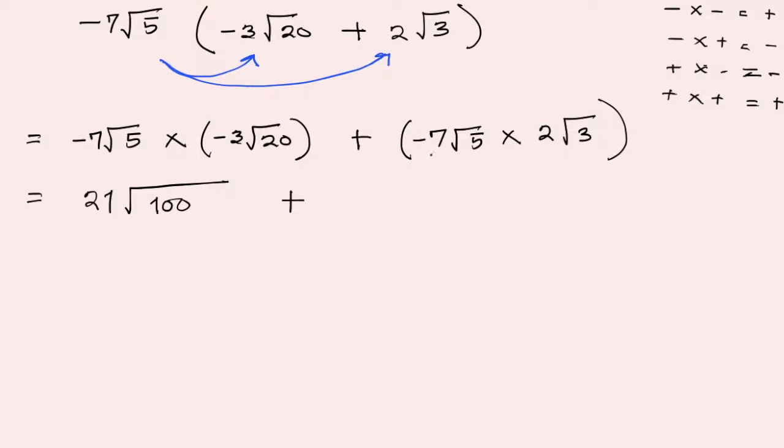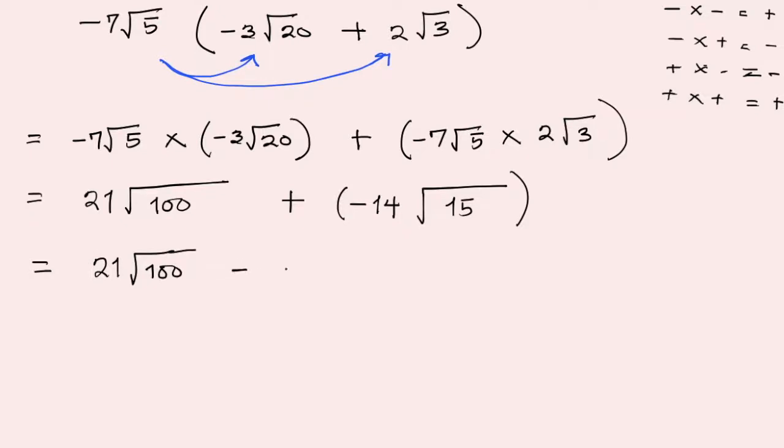So we do the same thing here. This is going to be minus 7 multiplied by 2. That's going to be minus 14. Remember, minus times plus. That's what we have here. Minus times plus is equal to minus. So that's minus 14. And then root 5 multiplied by 3. That's going to be equal to 15. So we know that we have to also combine these two signs, which is plus times minus. And this is going to be 21 root 100 minus 14 root 15. That's plus times minus. That's how we get this minus.